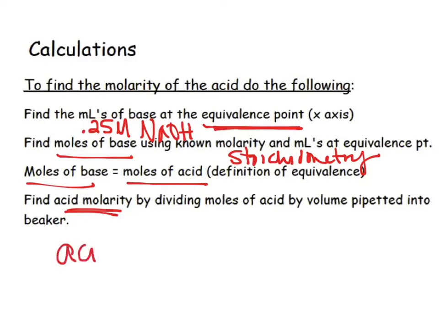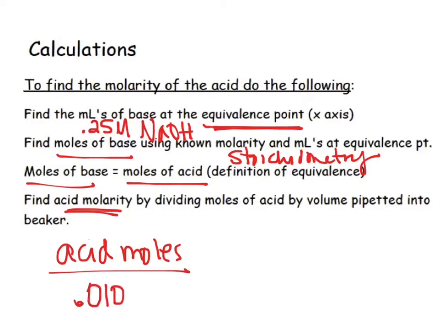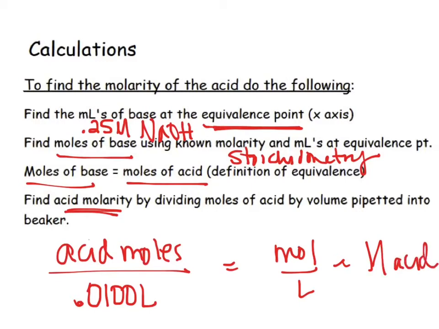So the acid moles divided by how much acid did we start out with? We started out with 10 milliliters. Even though you added water, we still had 10 milliliters. So that would be 0.01 liters. And that is going to give us our moles per liter, or our molarity of our acid.